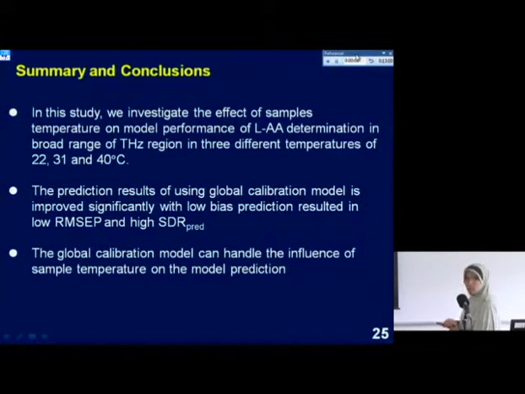And as a conclusion, in this study, we investigated the effect of sample temperature on model performance of LAA determination in a broad range of the terahertz region at 3 different temperatures. And then the prediction result of using the global calibration model is improved significantly, with low bias, low error of prediction and high standard deviation ratio. And then the last one, the global calibration model can handle the influence of sample temperature on model performance.